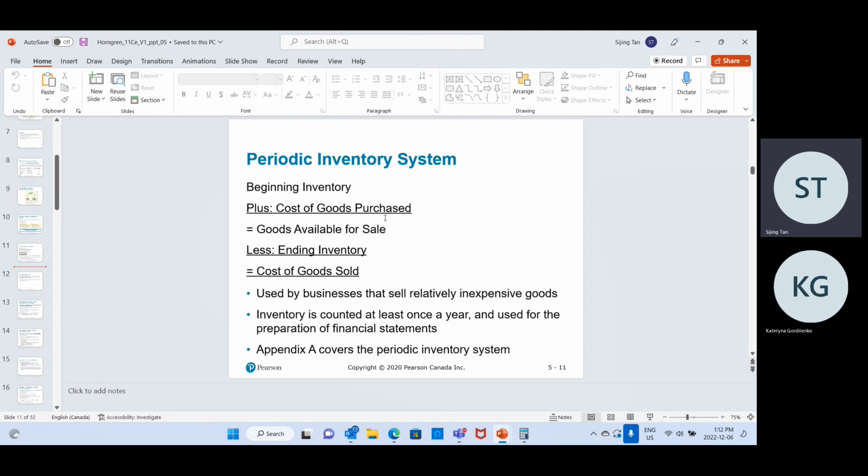Pay attention to these formulas for making the calculation. Beginning inventory plus the cost of goods purchased equals the goods available for sale. Then you take the goods available for sale, deduct ending inventory, and that equals the cost of goods sold. If you see a question where they give you beginning inventory and ending inventory and ask you to calculate the goods available for sale, or they give you the cost of goods sold, this is the formula you're going to use. I got a lot of questions about how to calculate cost of goods sold under the periodic inventory system. This is the formula.